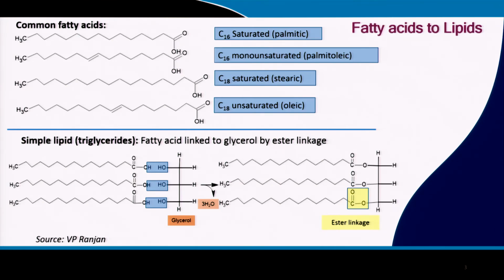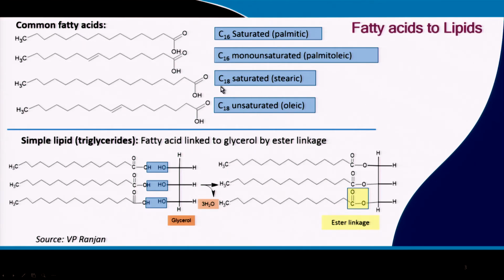Okay, so coming to the next set of polymers, we now look at the monomers that are related to lipids. So what we have here in this slide are 4 examples of some common fatty acids. Some of them are saturated. You can see the first one, palmitic fatty acid, is a completely saturated C16 molecule, and then we come to palmitoleic fatty acid, which has one unsaturated bond. So that's a mono unsaturated fatty acid. It's also a C16 molecule.